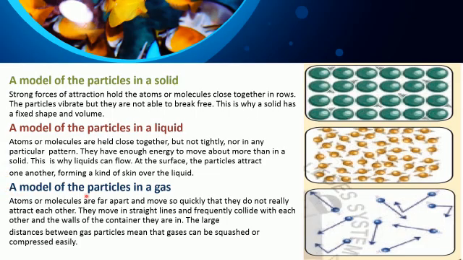Next, a particle model of gases. Atoms or molecules are far apart and move so quickly that they do not really attract each other. They move in a straight line and frequently collide with each other and the walls of the container they are in. The large distances between gas particles mean that gases can be squashed or compressed easily, as shown in the diagrams.